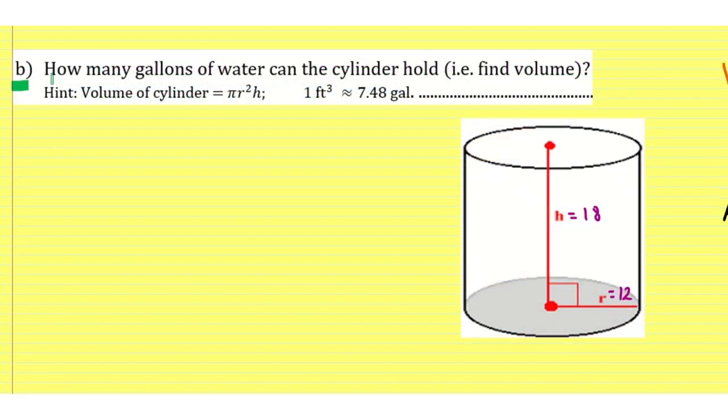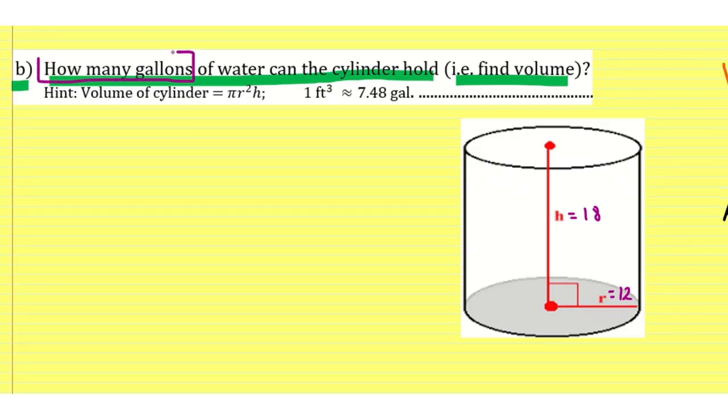Okay, part B of number 13 says how many gallons of water can the cylinder hold? That is, find the volume. But the bottom line question they're wanting us to find out is how many gallons. Our final answer will be in gallons. But our hint says that the volume of the cylinder is equal to pi r squared times h. And they also give us the hint that 1 cubic foot is approximately 7.48 gallons.